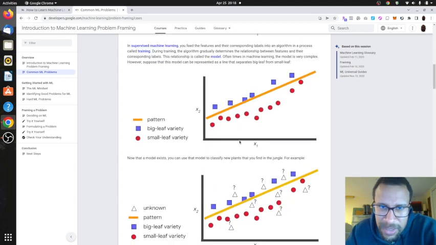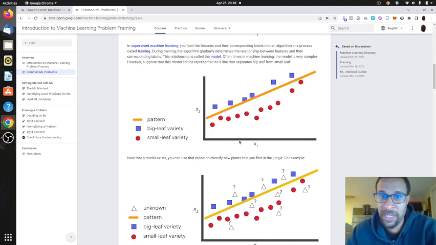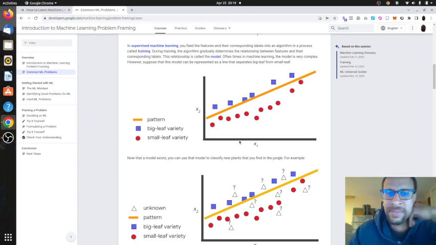In supervised machine learning, you feed the features and their corresponding labels into an algorithm. Guess what? We're going to make the algorithm, or take an algorithm and manipulate it. And we train the data set. Not the data set, we train the AI, or the machine. It gradually determines the relationship between features and their corresponding labels. This relationship is called a model.